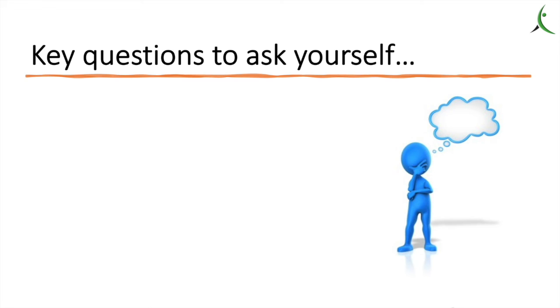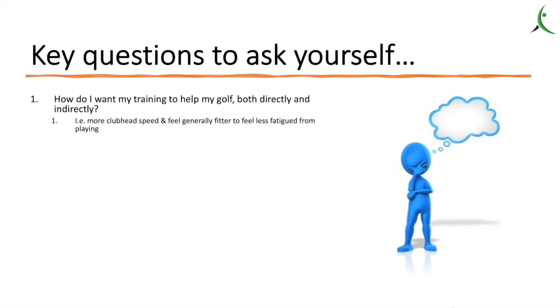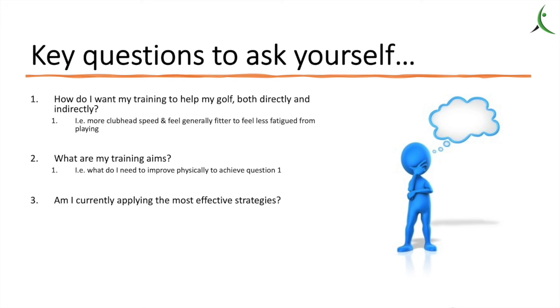So key questions to ask yourself based on the information highlighted today. How do I want my training to help my golf, both directly and indirectly? Things like more clubhead speed and feeling generally fitter to feel less fatigue from playing. What's needed? What are my training aims? What do I need to do to improve the physical capabilities highlighted in question one? Then ask yourself, am I currently applying the most effective strategies at the moment? And if not, using the information learned today, identify what could be improved. Once all of that is highlighted, then it's the case of simply applying and moving forward.